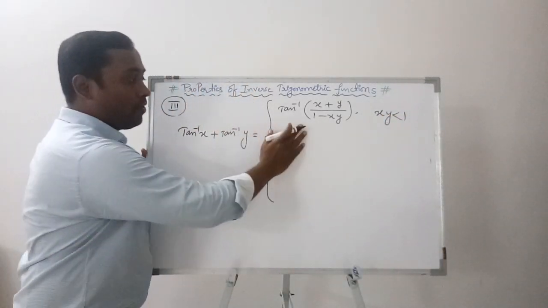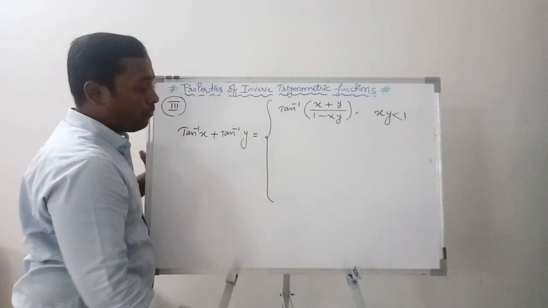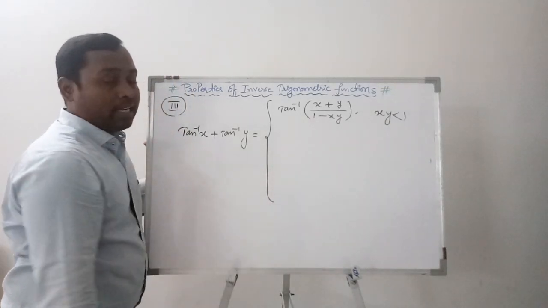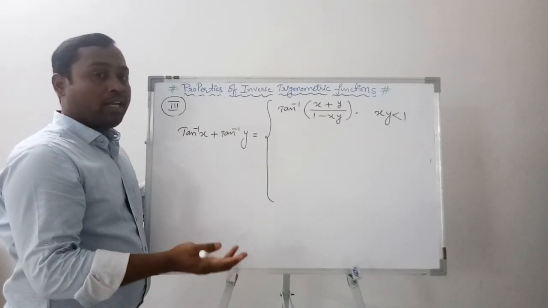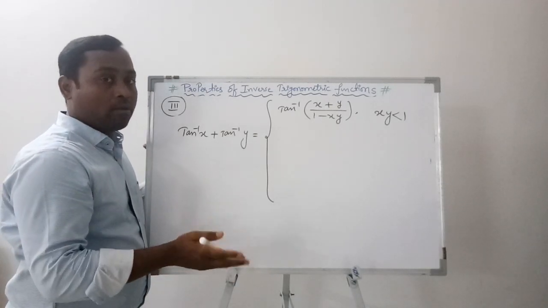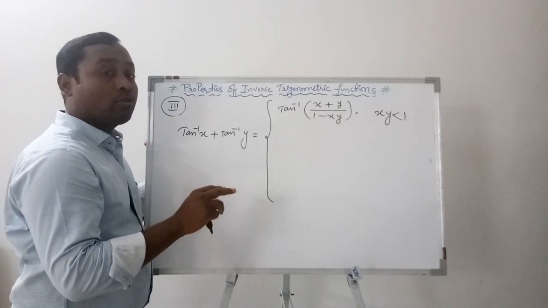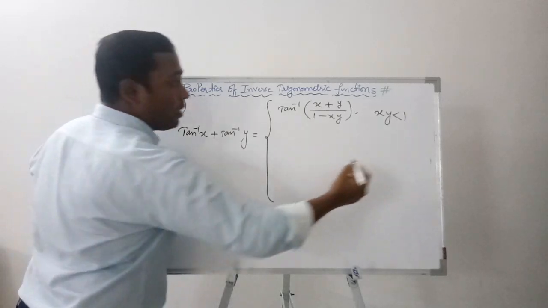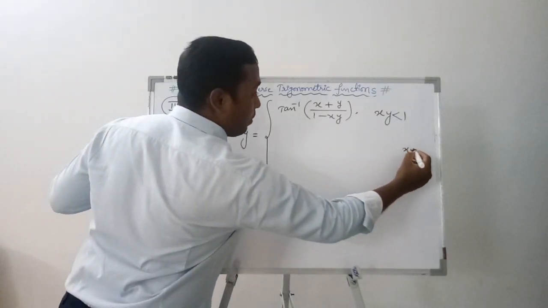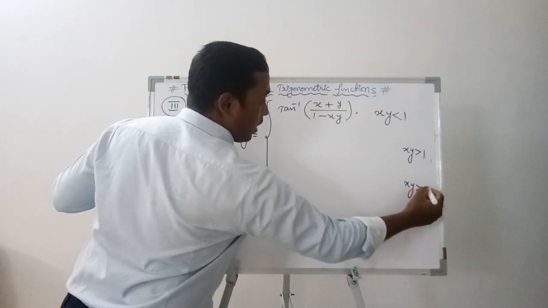This formula will only work when the product of the two variables is less than 1. What if xy is greater than 1? Product of two numbers greater than 1 means either x and y are both positive or both negative, so plus into plus is plus, minus into minus is also plus. Means when the product is greater than 1, two cases arise.